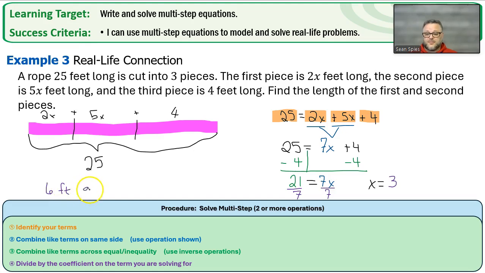Then our second piece, it was 5 times x, so we have to take that 3 and replace x to get 5 times 3, and we get the answer of 15 feet. So our actual answer is 6 feet and 15 feet, and we've solved the problem.